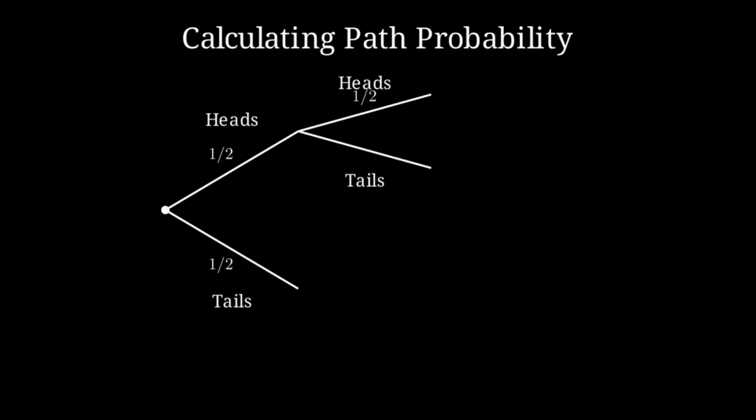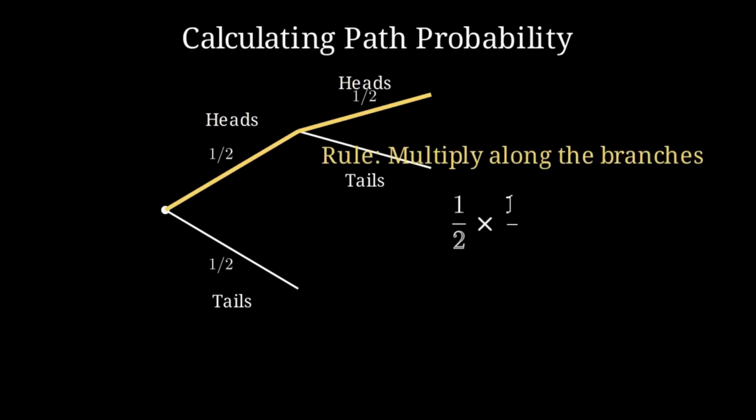To find the probability of a specific sequence, multiply the probabilities along the branches. If you flip a coin twice, the chance of getting 2 heads is 1/2 times 1/2, resulting in a 1/4 probability for that specific path.